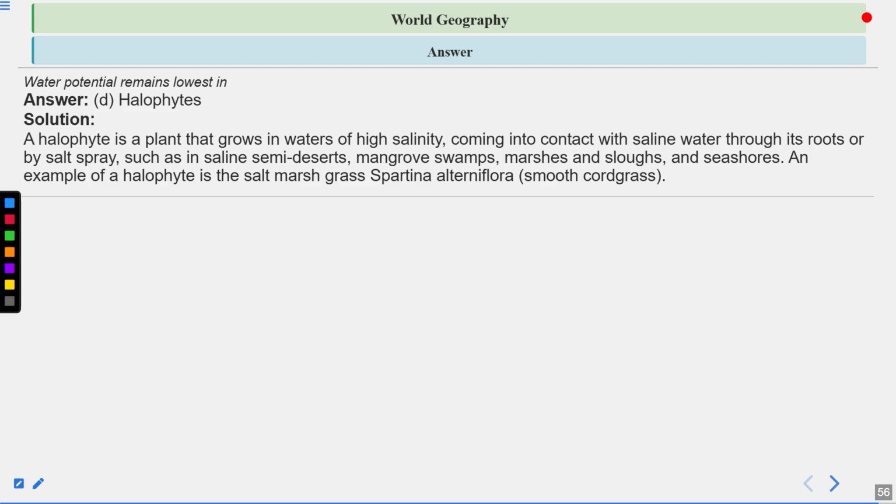A halophyte is a plant that grows in water of high salinity, coming into contact with saline water through its roots or by salt spray, such as in saline semi deserts, mangrove swamps, marshes, sloughs, and seashores. An example of a halophyte is the salt marsh grass, Spartina alterniflora, also called smooth cord grass. So, the correct answer is D option.